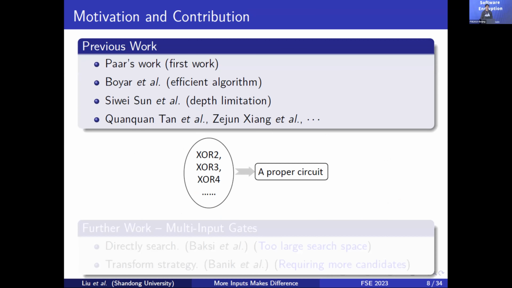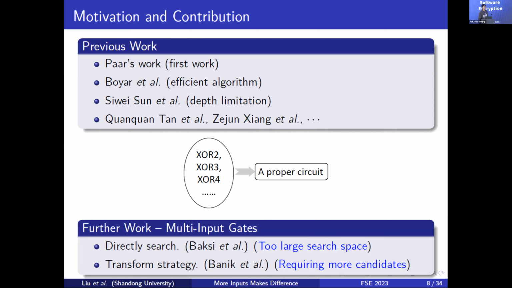There is much work on optimizing the linear layers, but most of it focuses on 2-input XOR gates. As we all know, the standard libraries can support 3-input XORs or 4-input gates. So we can use multi-input gates to reduce the area further. And there are 2 methods to do this. One method is proposed by Bex et al. It searches for a circuit directly, but it increases the search space because of the large number of XOR types.